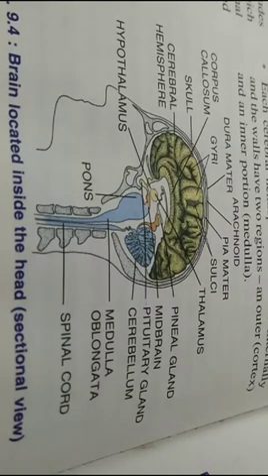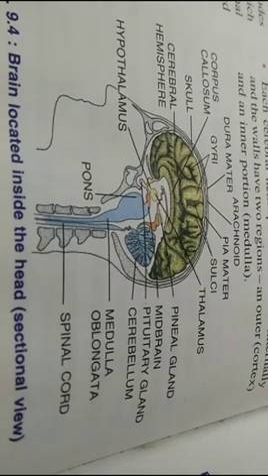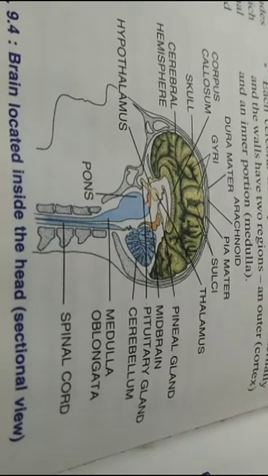Today we will discuss the parts of the brain. The brain is a very delicate organ. It is protected inside the brain box or cranium found in the skull.